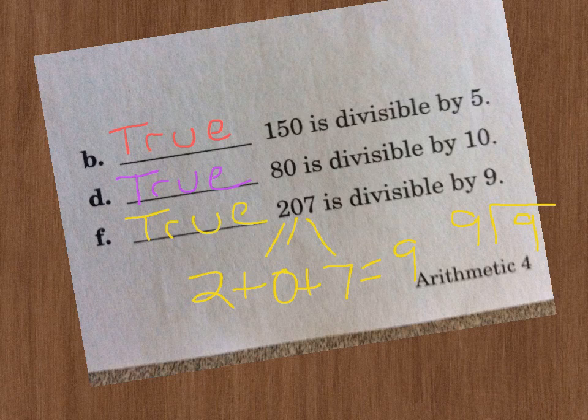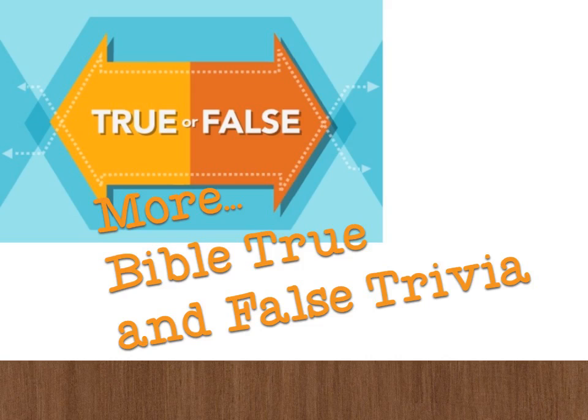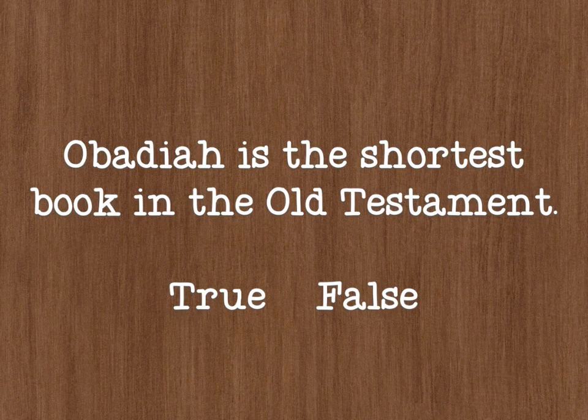Okay, you're going to do the rest on your own, and to help you to be able to do that, let's do a little more true-false. We did this last time. We did the video lesson. True-false questions, and let's see how you can do on these. First one, Obadiah is the shortest book in the Old Testament. You can't look in your Bibles and check. You're just going to take a guess here, or maybe you know.